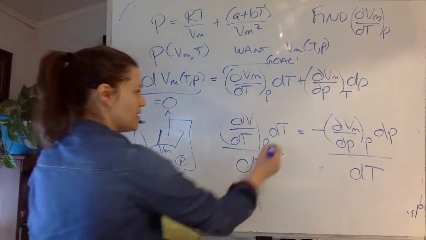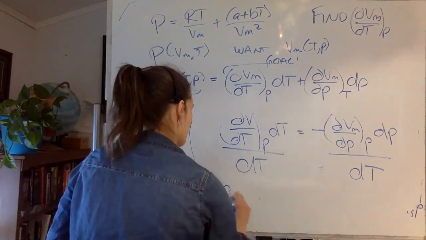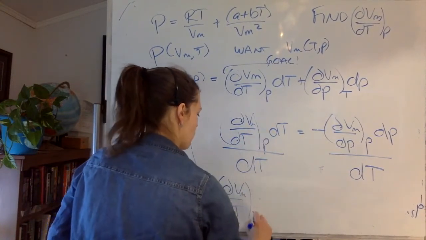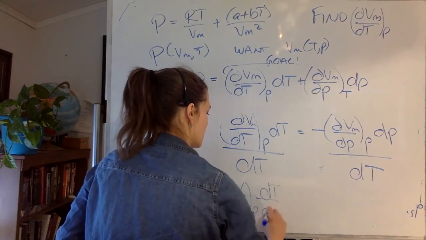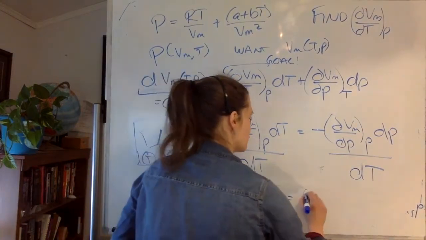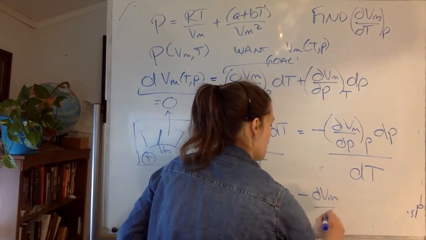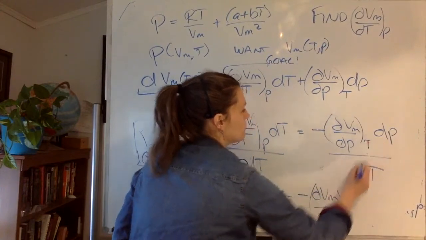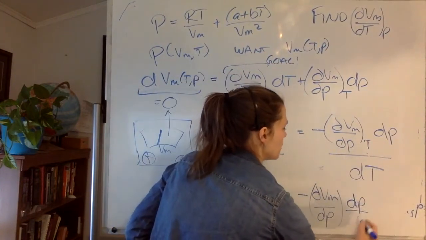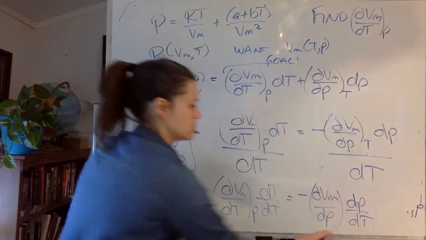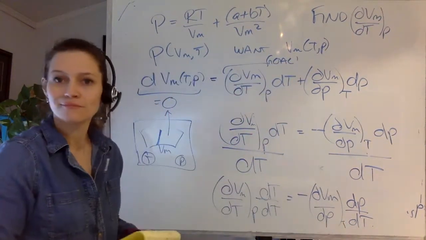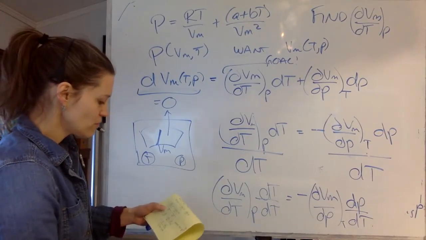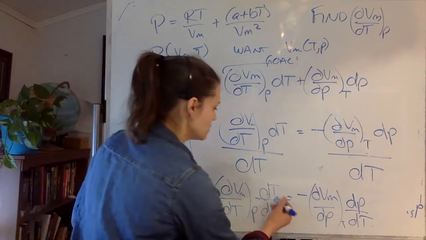Well, that's pretty cool. That means that this becomes partial Vm partial T, with P held constant, dT/dT, is now equal to negative partial V partial P, my apologies, that should be a T, total P total T. Okay, cool. So then what I can do is say, well, this is going to cancel.